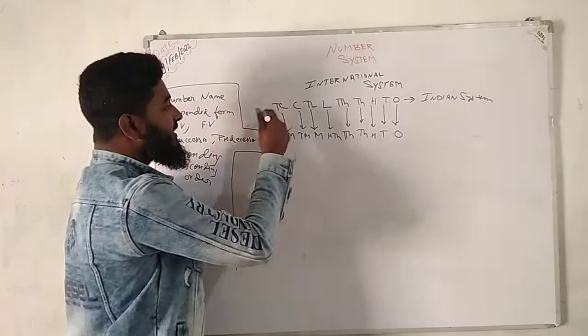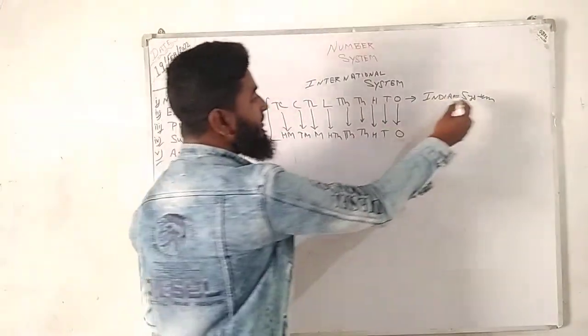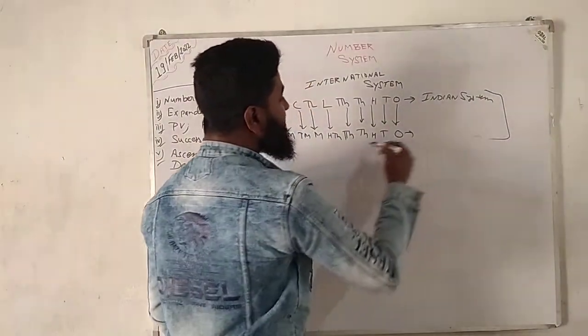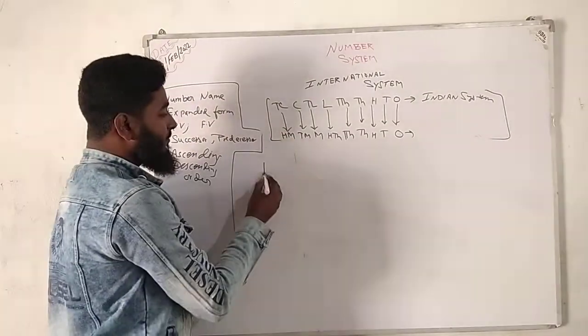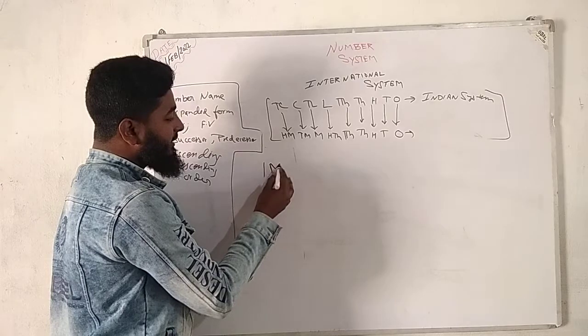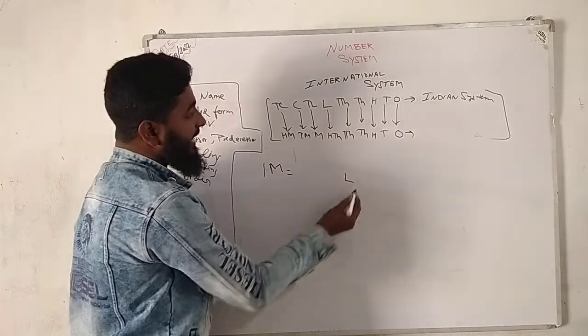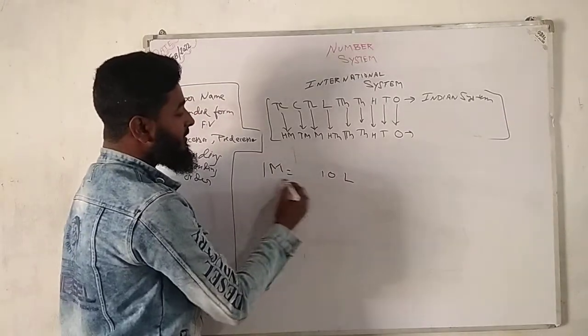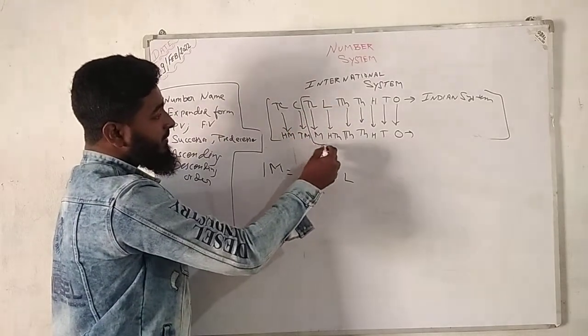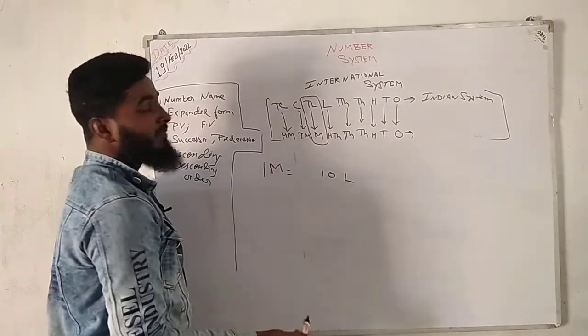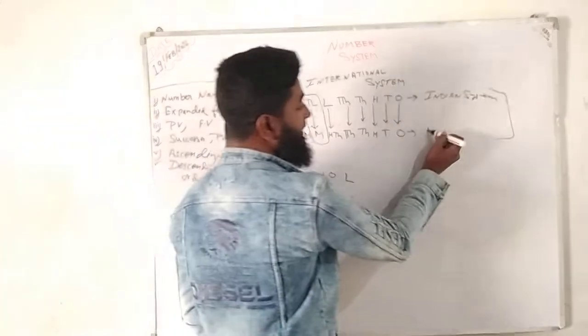Okay. From this chart you can get what is equal to what. One question could be: 1 million is equal to how many lakh? Now it is 10 lakh. Simple. We have the answer. How do you get it? Just by this analogy. This is the analogy of the Indian and international systems.